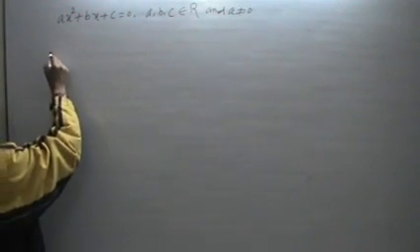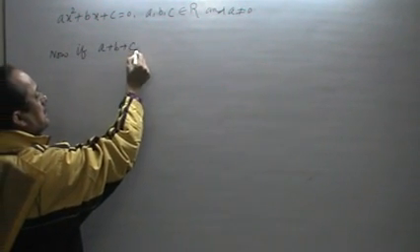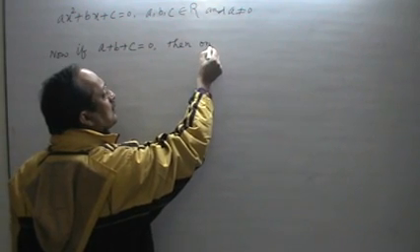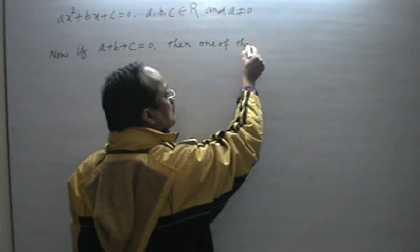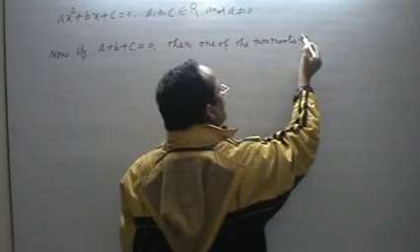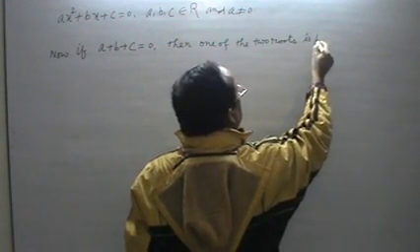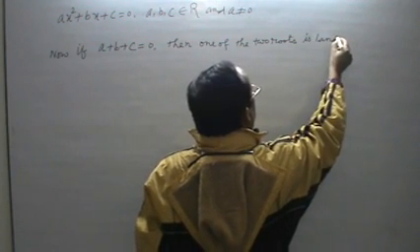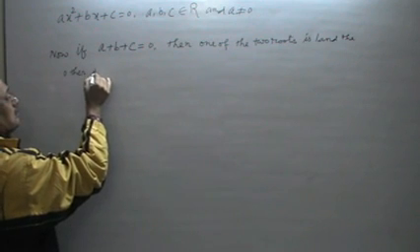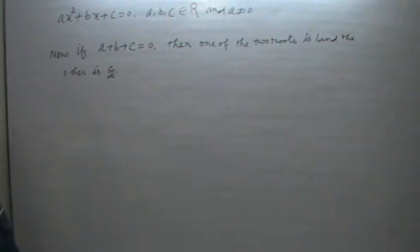Okay. Now, if a + b + c is equal to 0, then one of the two roots is 1 and the other is c by a. Okay, one root is 1 and the other is c by a. How is it possible?